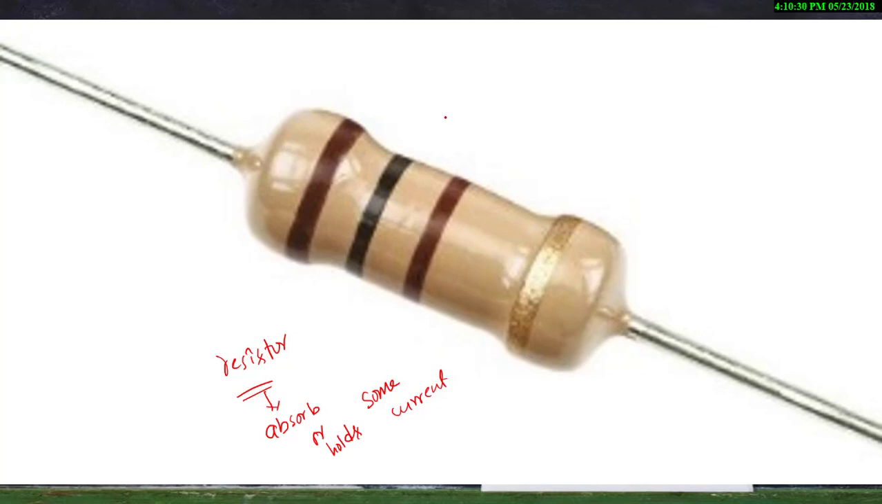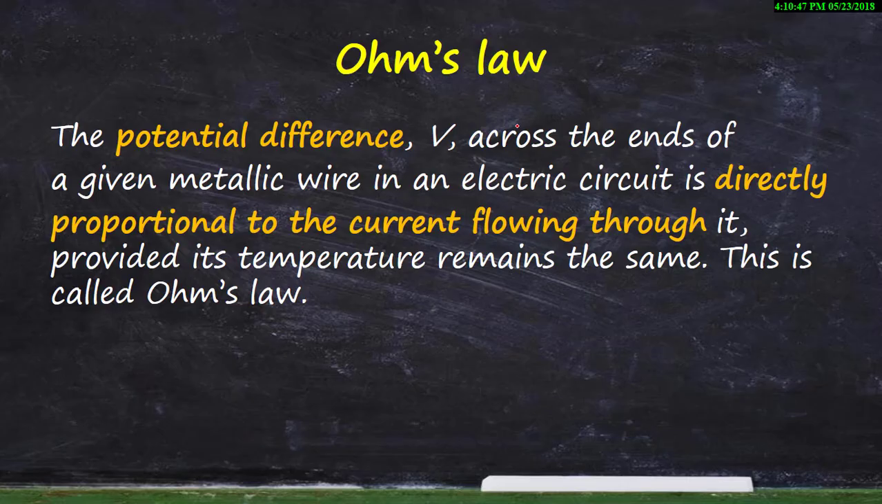This is the real picture of a resistor. Generally the diagrammatic view of a resistor is represented by this diagram, and in reality it looks like this. So resistors will look like this. Now, after knowing resistance, we must discuss Ohm's law. What will Ohm's law say? The potential difference across the ends of a given metallic wire in an electric circuit is directly proportional to the current flowing through it, provided its temperature remains the same.